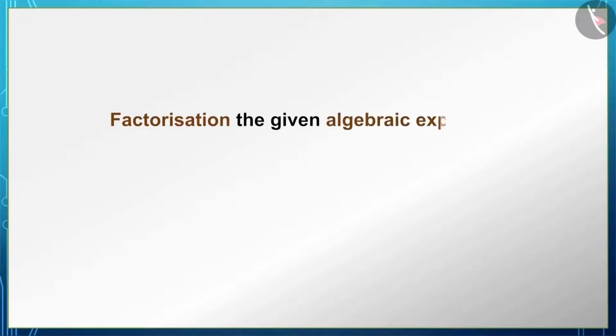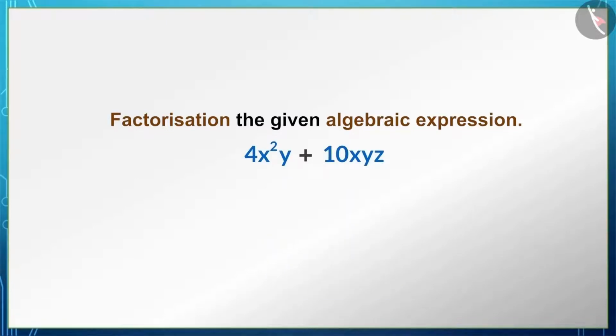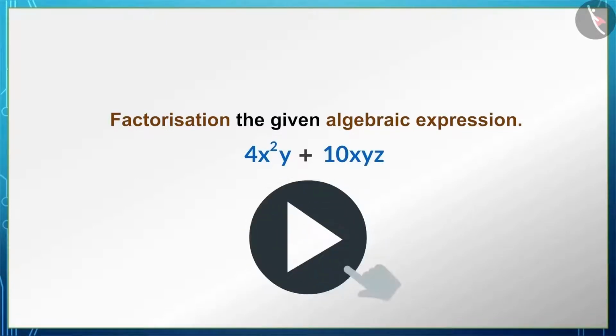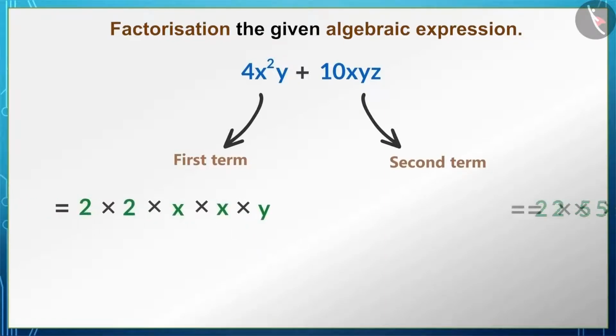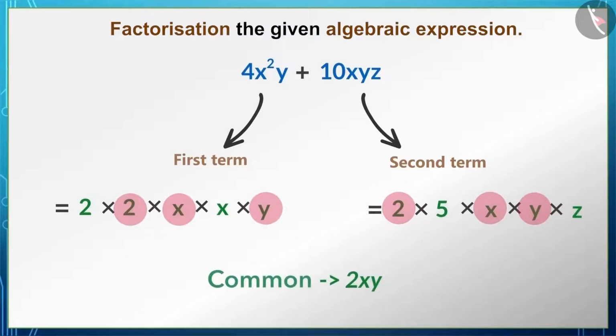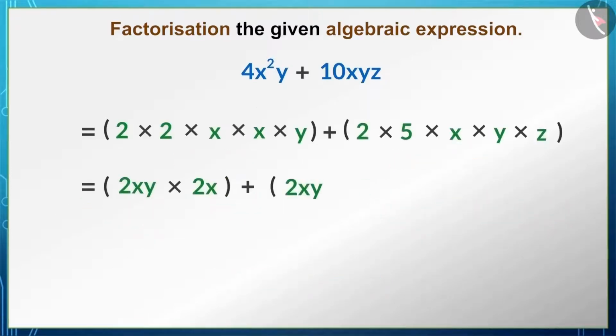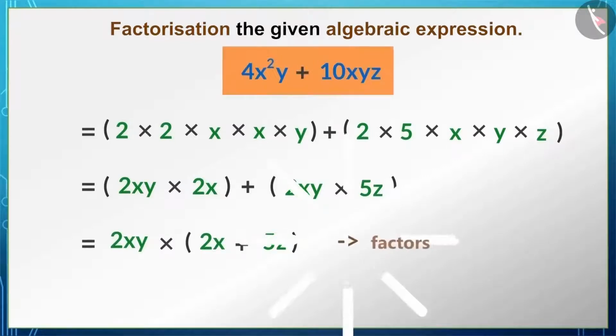Now can you factorize the algebraic expression 4x square y plus 10xyz? You can pause the video here and think. Let's see. First of all, we will find the prime factors of all the terms of algebraic expressions in this way and write them as factors. We can see that 2xy is common in both terms. Therefore, we can solve the algebraic expression in this way. Hence, 2xy and (2x plus 5z) are factors of 4x square y plus 10xyz.